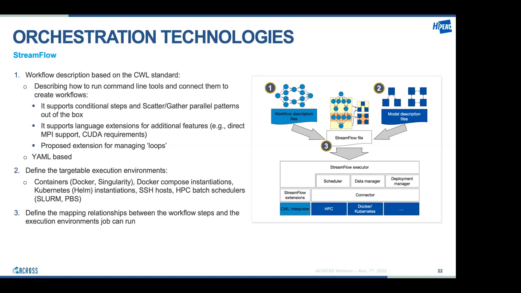So each bubble on the graph on the left. And there is a third file, step three, that provides you basically the binding between the steps and the environment. So as you can see in the middle top part of the schema, you have the graph of your application, and in yellow or in orange, you have highlighted the steps that use two different execution environments. Streamflow has a modular architecture, so it can be extended, as we did for supporting Hyperq.